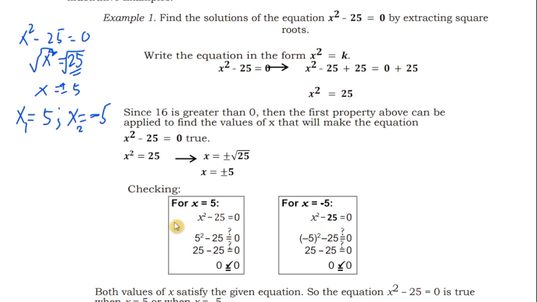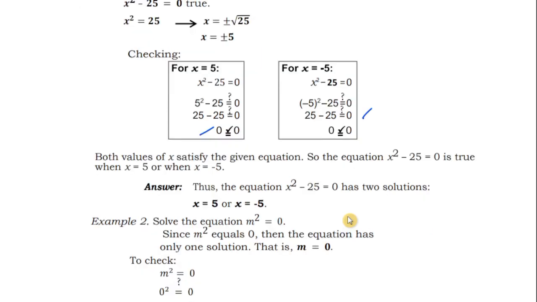As we check, x squared minus 25: when x is 5, 5 squared minus 25, the square of 5 is 25, and 25 minus 25 is 0. Check. For negative 5, the square of negative 5 is 25, minus 25 is 0. So we could claim that the answer is x equals plus or minus 5.